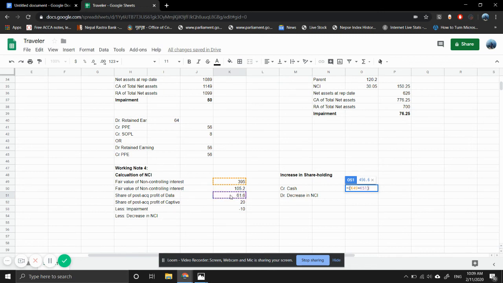So impairment has not yet been computed because we purchased it on the last date, right? And then this was how much holding percentage? It was 40, right? 40% is equal to this plus this, so how much will be 20% of that? So it will be 20 divided by 40. So this is how much will be the decrease in NCI, right?